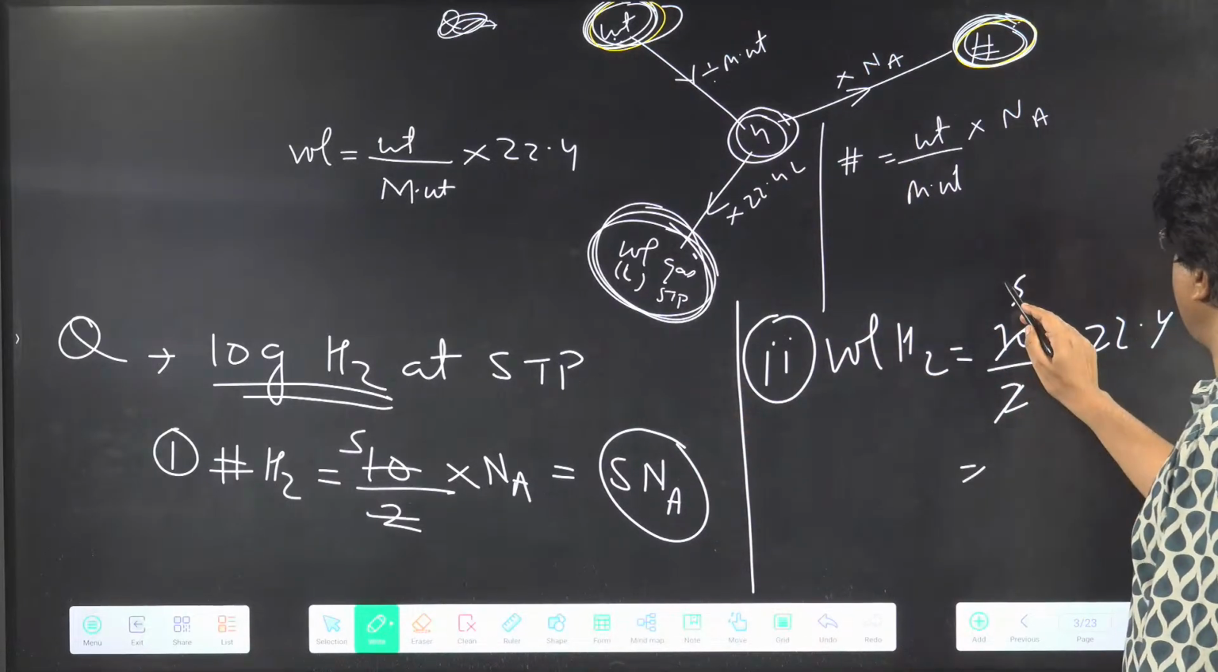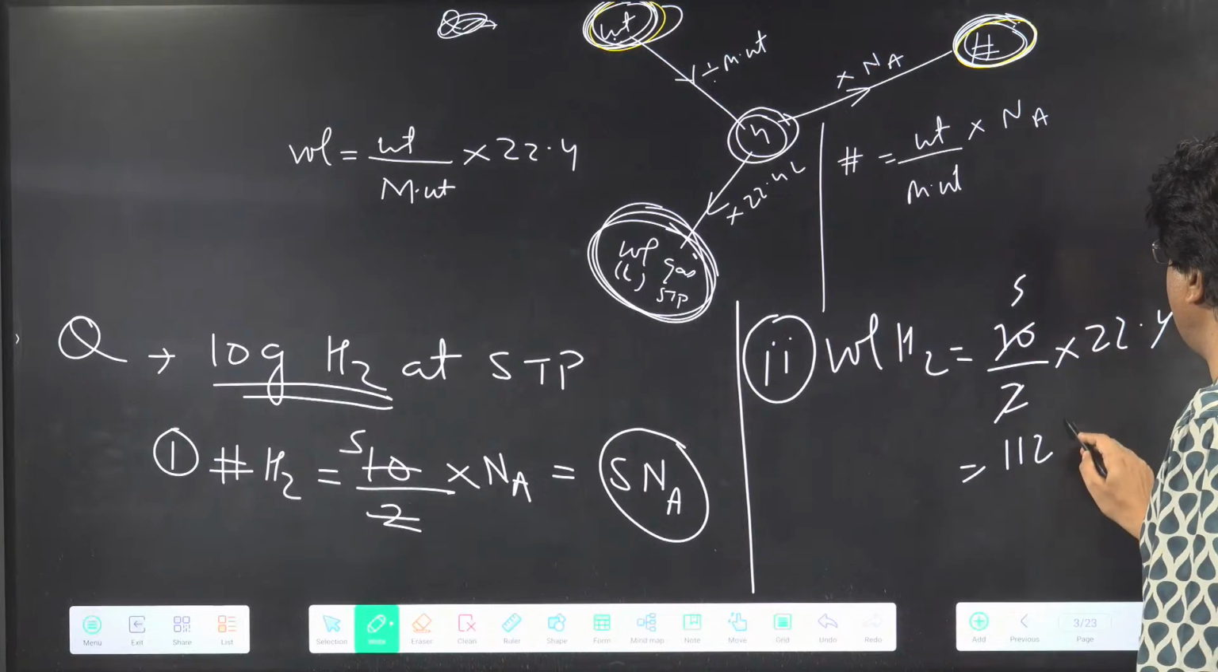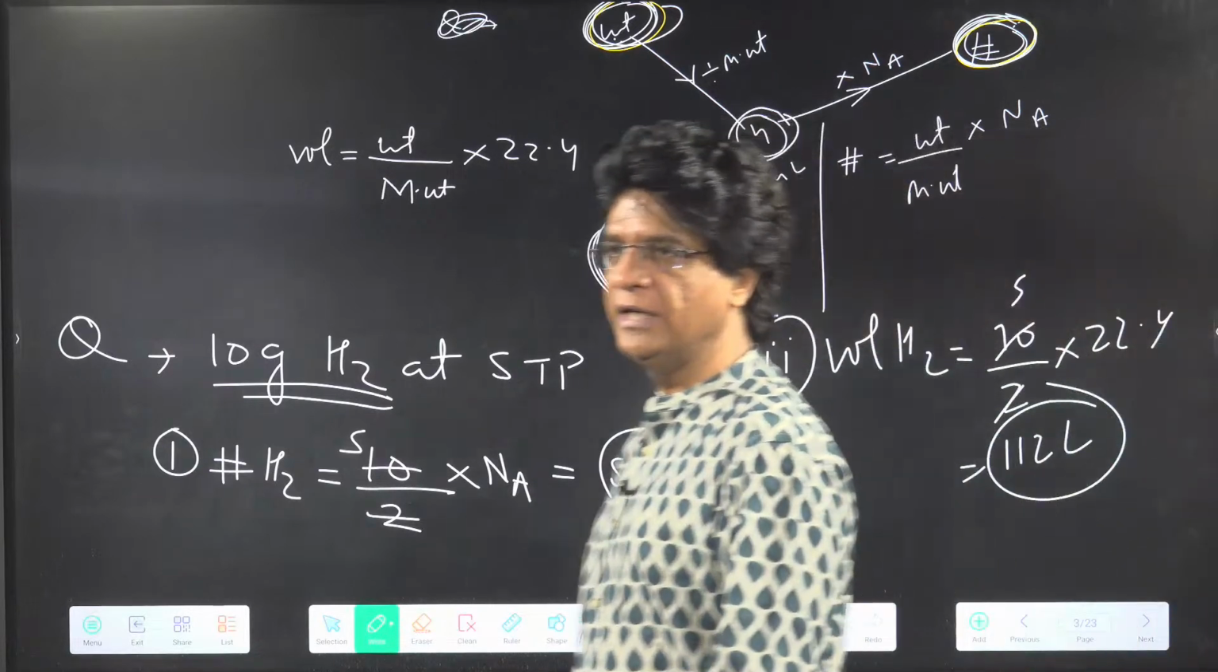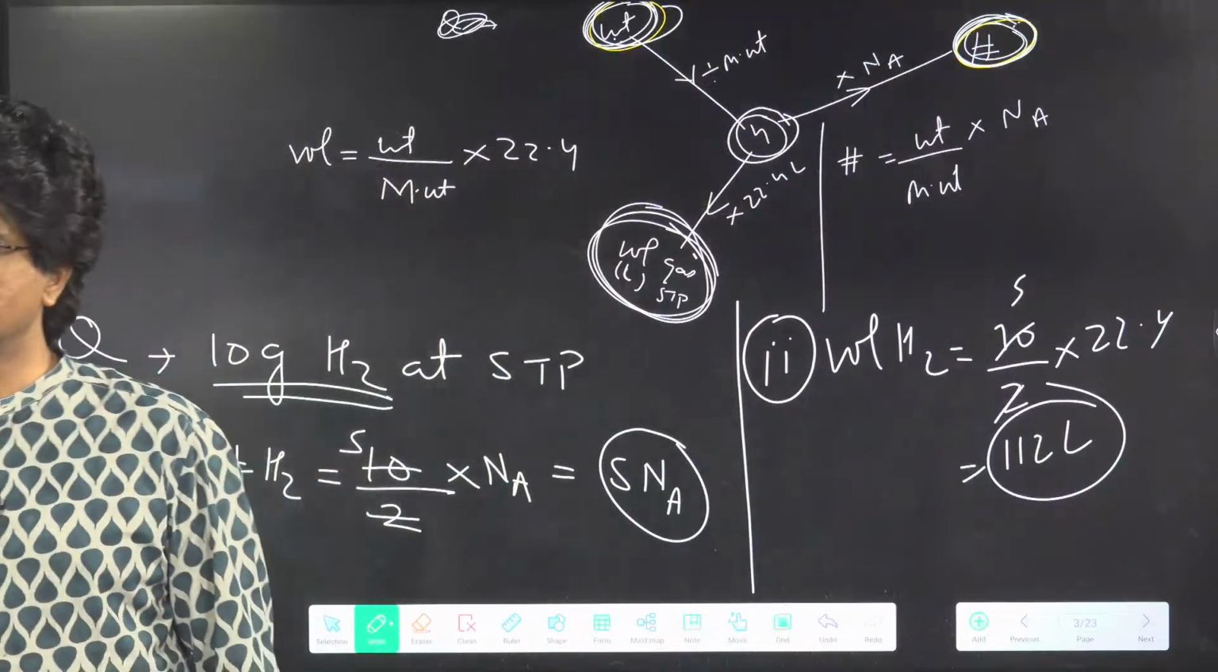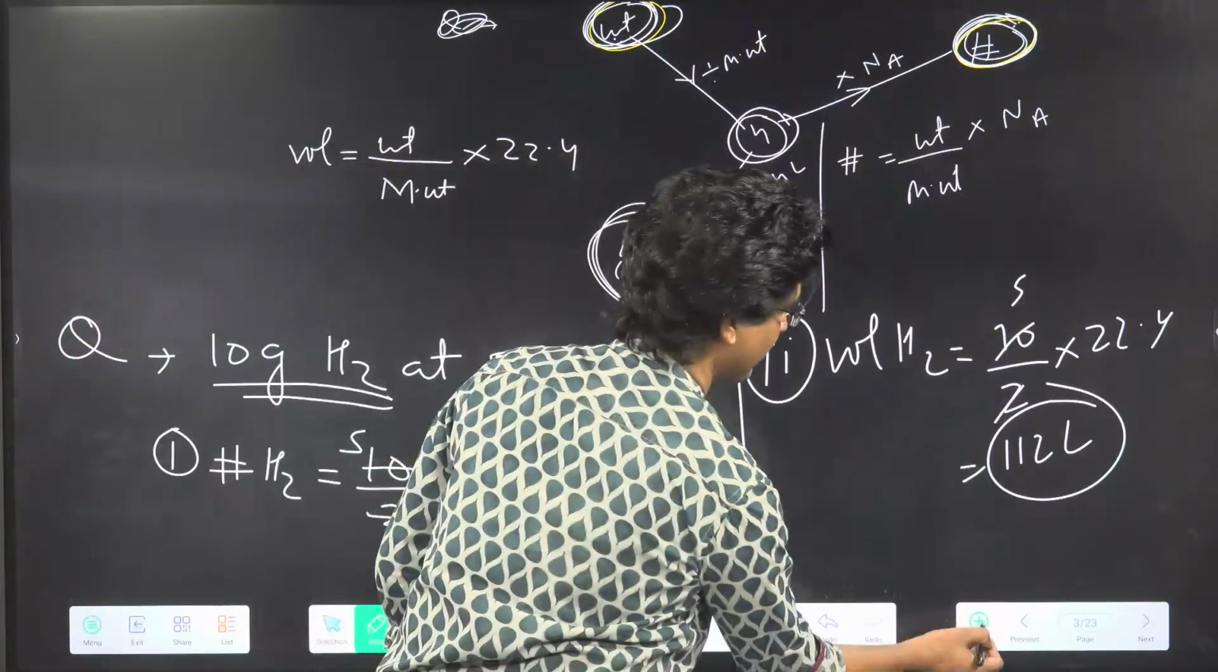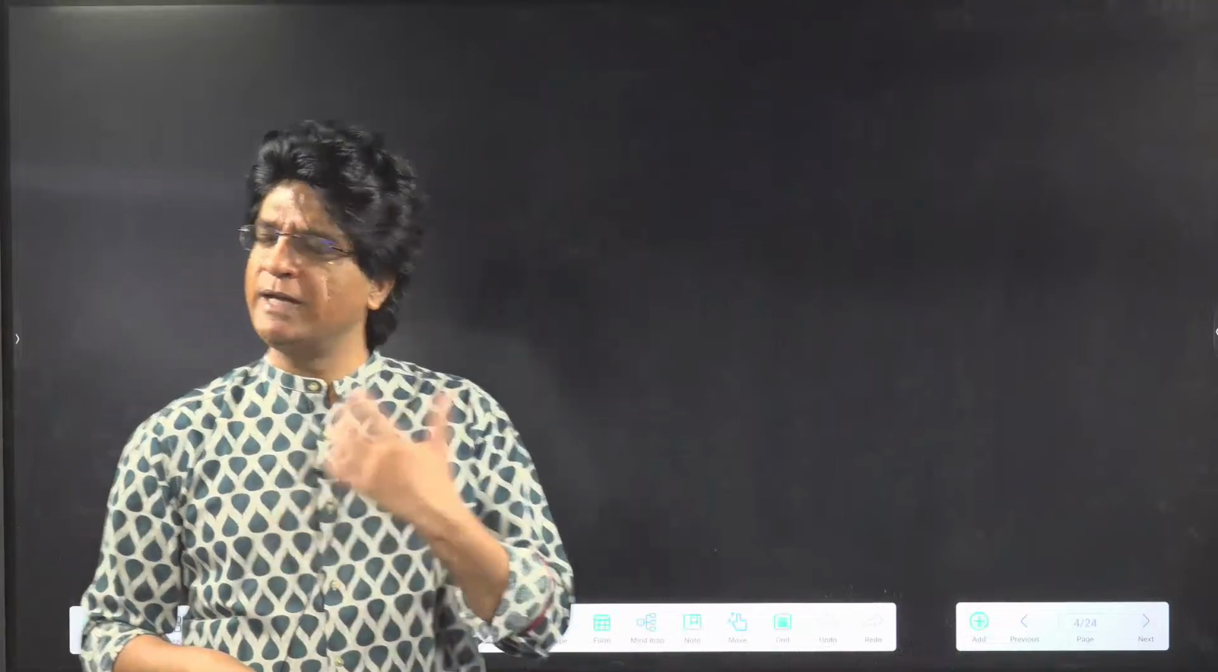We know that. So 5 into 22.4 is what? 112 liters. 112 liters. Very good.